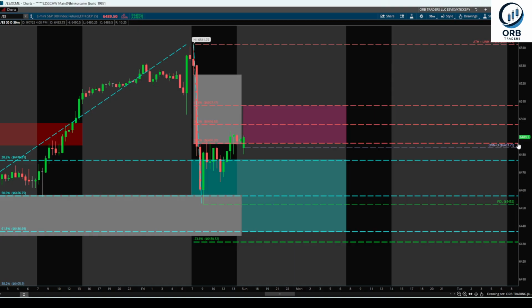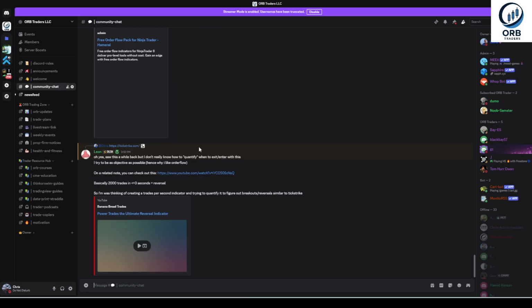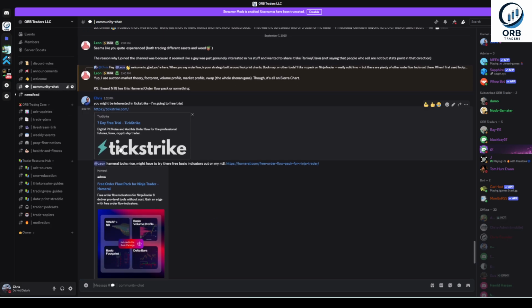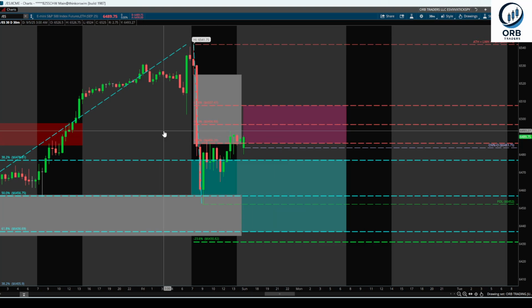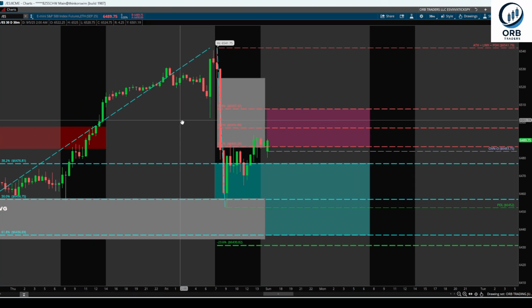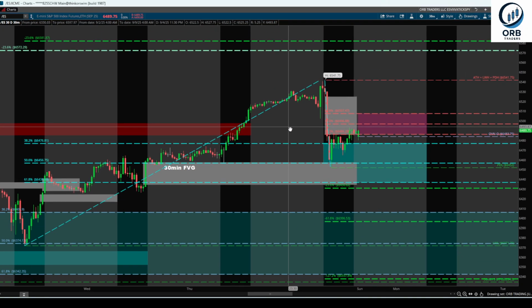One thing I wanted to call out was the tick. Just one thing I wanted to call out was the free trial on Tick Strike. I think it's a very interesting tool. I'm not an affiliate by any means, but I think it could help you in finding the volatility and the direction of the trade in terms of when to take trades.